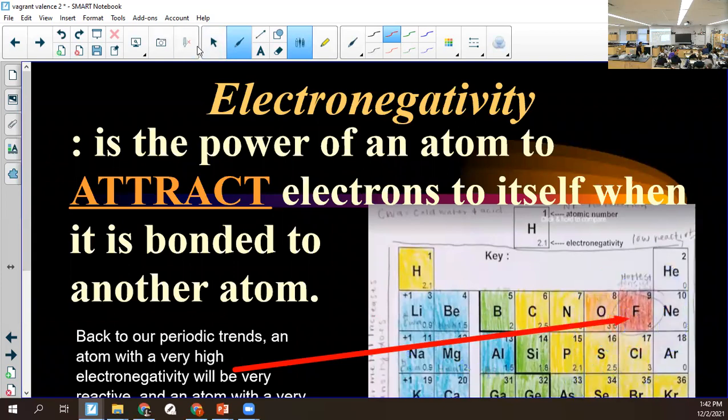Electronegativity. What a great word to type out. Electronegativity is the power of an atom to attract electrons to itself when it is bonded to another atom. Okay. When you have two atoms and they are either going to share, lose, or gain, it's dependent on the electronegativity difference between the two atoms.